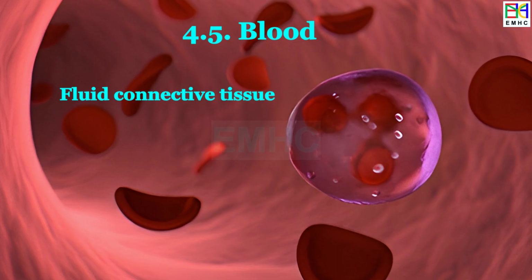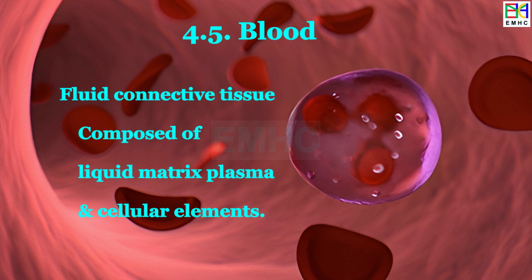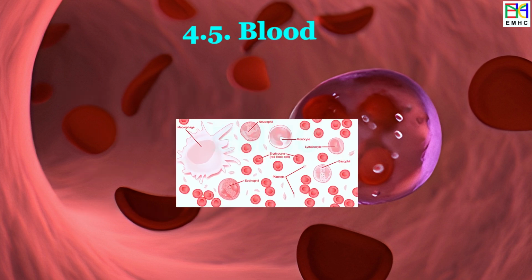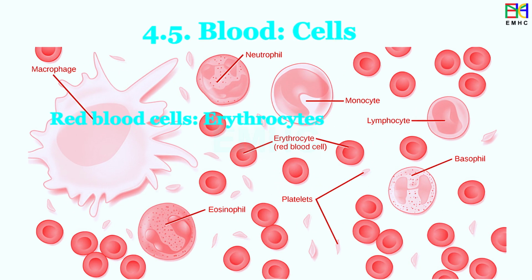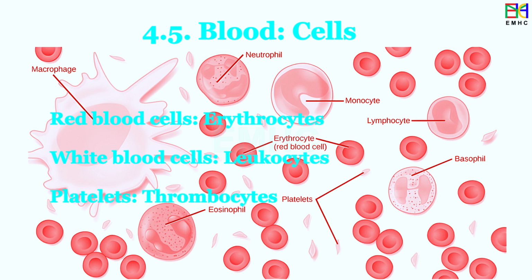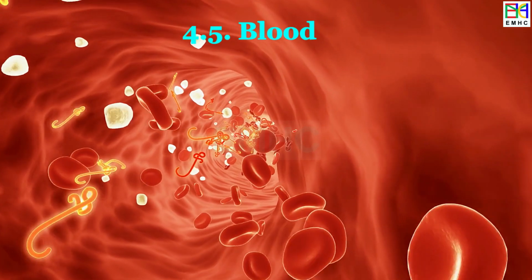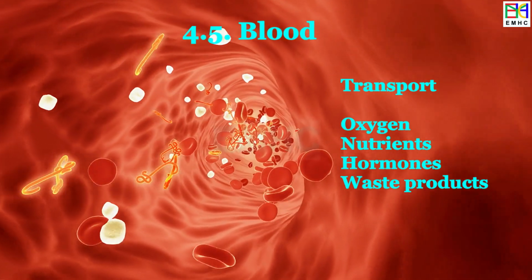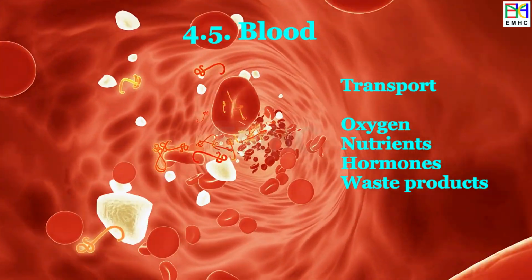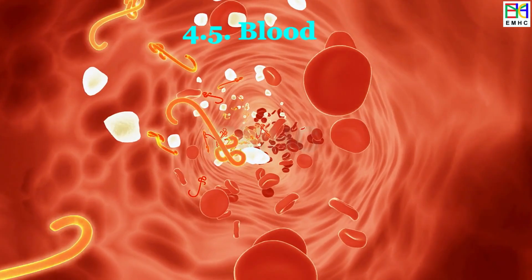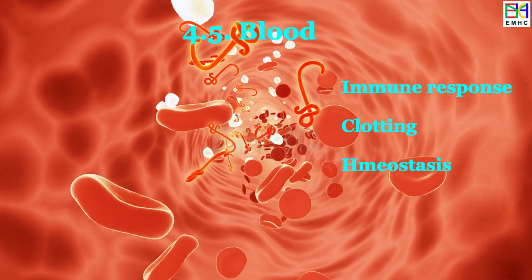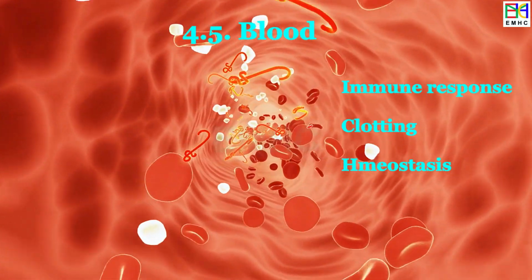Blood is a fluid connective tissue composed of a liquid matrix, plasma, and cellular elements, including red blood cells, erythrocytes, white blood cells, leukocytes, and platelets, thrombocytes. Blood is essential for transporting oxygen, nutrients, hormones, and waste products throughout the body. It also plays a crucial role in immune response, clotting, and maintaining homeostasis.